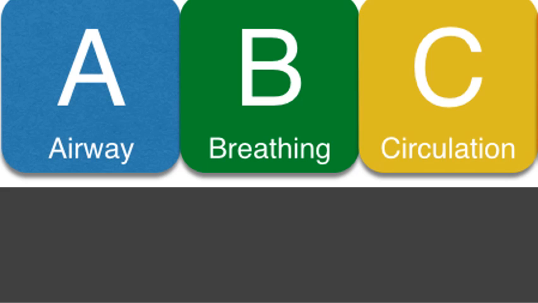So ABCs. The ABC method is a strategy that you can use when you're answering NCLEX questions. Airway, breathing, and circulation. When we're talking about prioritization, airway is always going to be the first priority, then breathing, then circulation. It's just that simple. It's called the ABC strategy, and it's airway, breathing, and circulation.